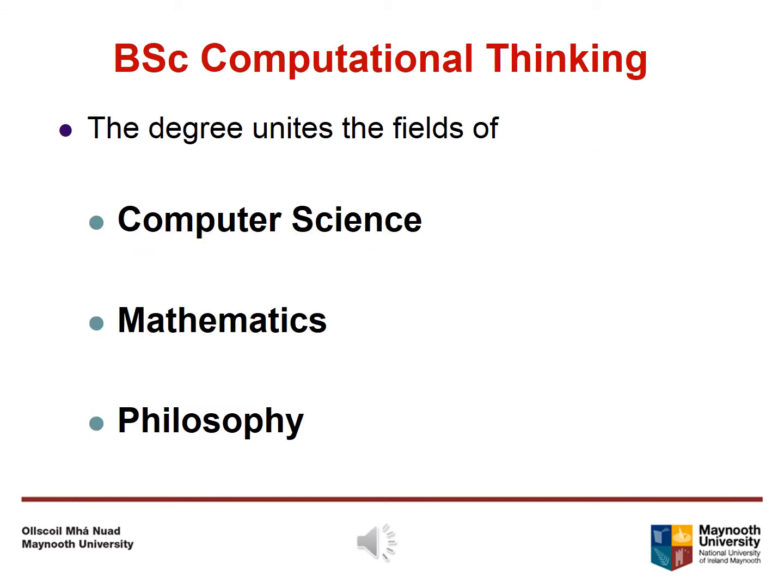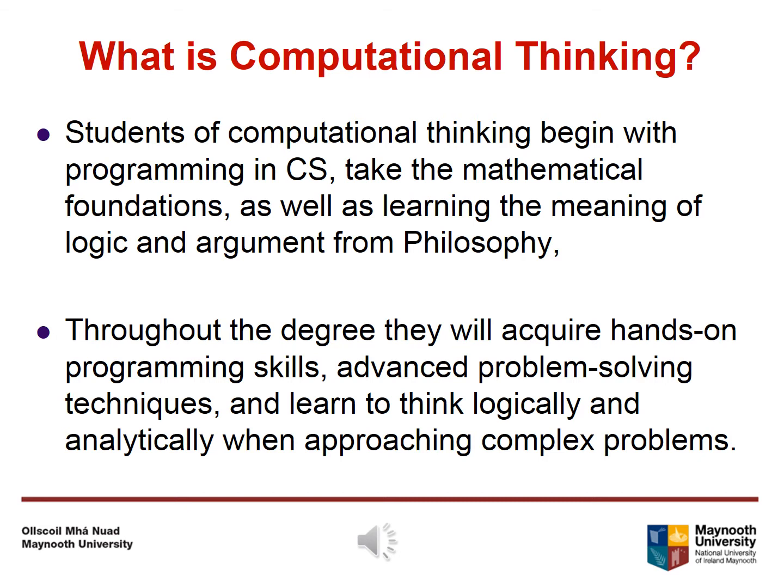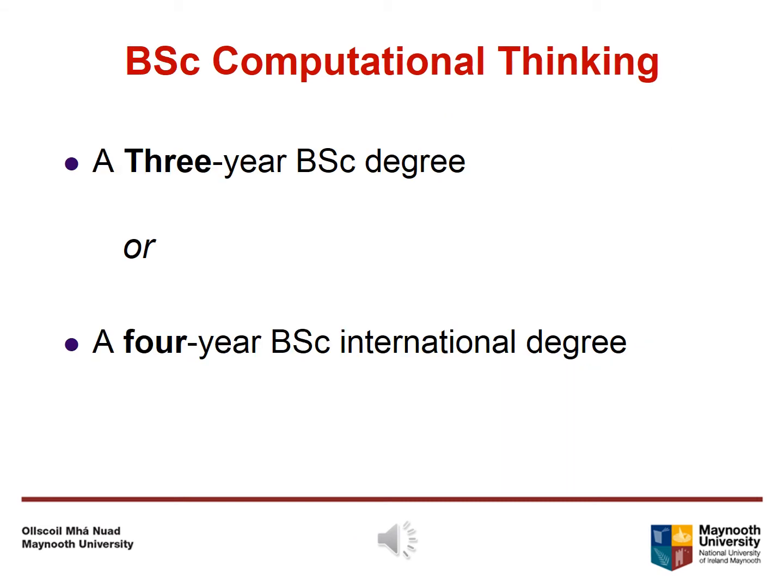So the degree unites the 3 fields of computer science, mathematics, and philosophy, and it's shared across the 3 departments. Students of computational thinking begin with programming in computer science. They take the mathematical foundations as well as learning the meaning of logic and argument from philosophy. Then, throughout the degree, they'll acquire hands-on programming skills, advanced problem-solving techniques, and learn to think logically and analytically when approaching complex problems. So to do computational thinking, you can either take a 3-year BSc degree, or you can do a 4-year BSc International degree, where you have 1 year of study abroad that normally happens in your 3rd year.